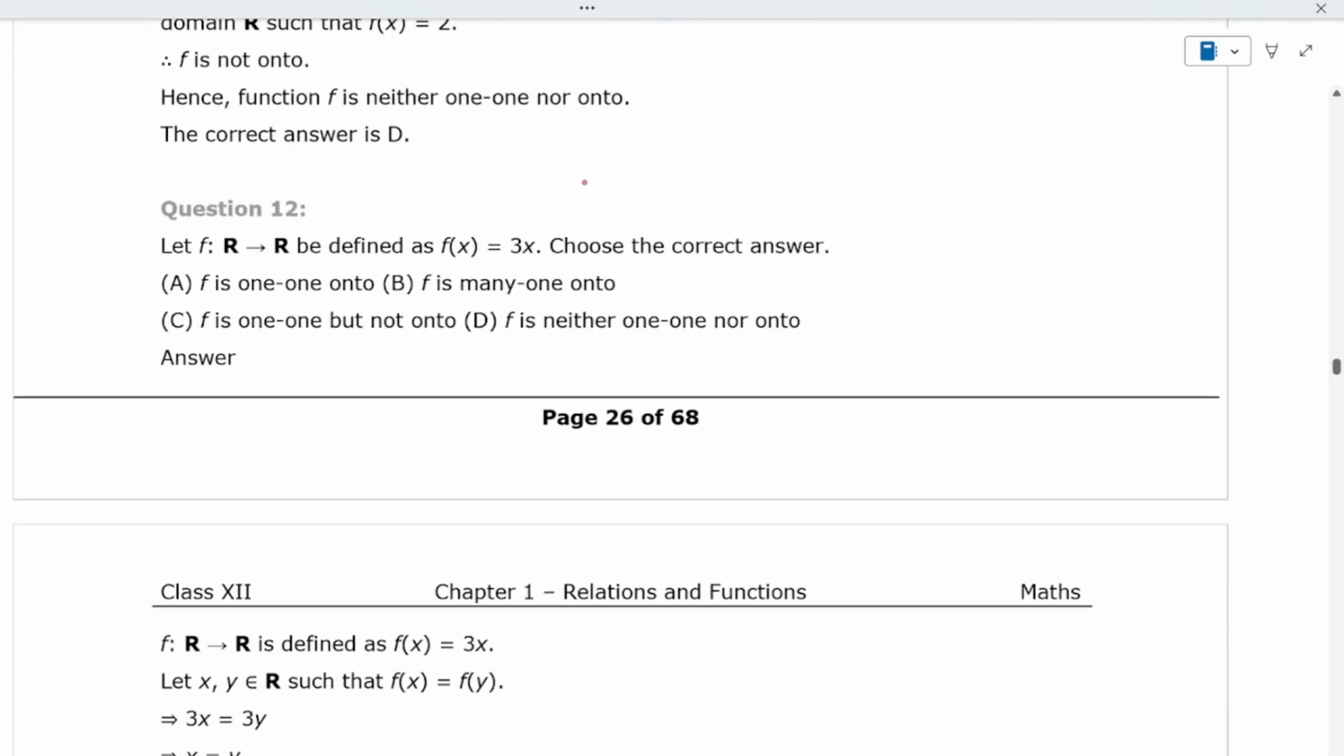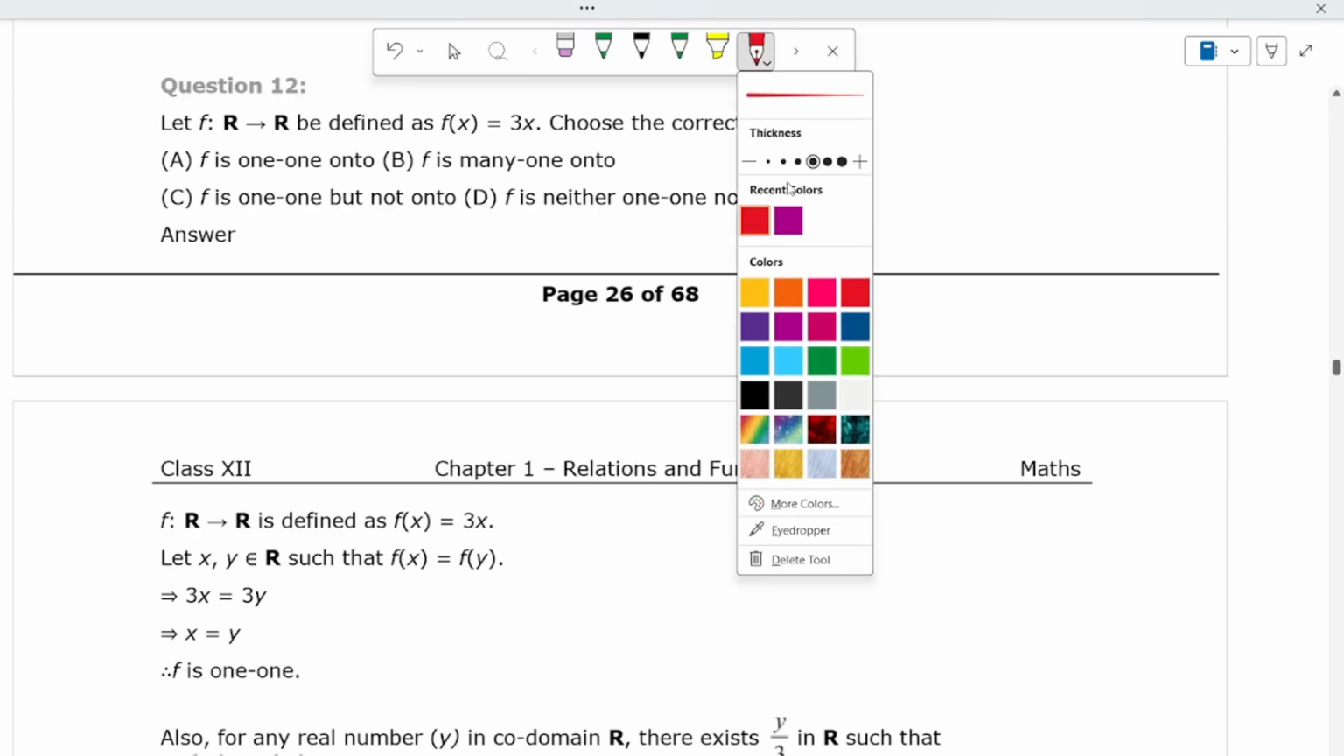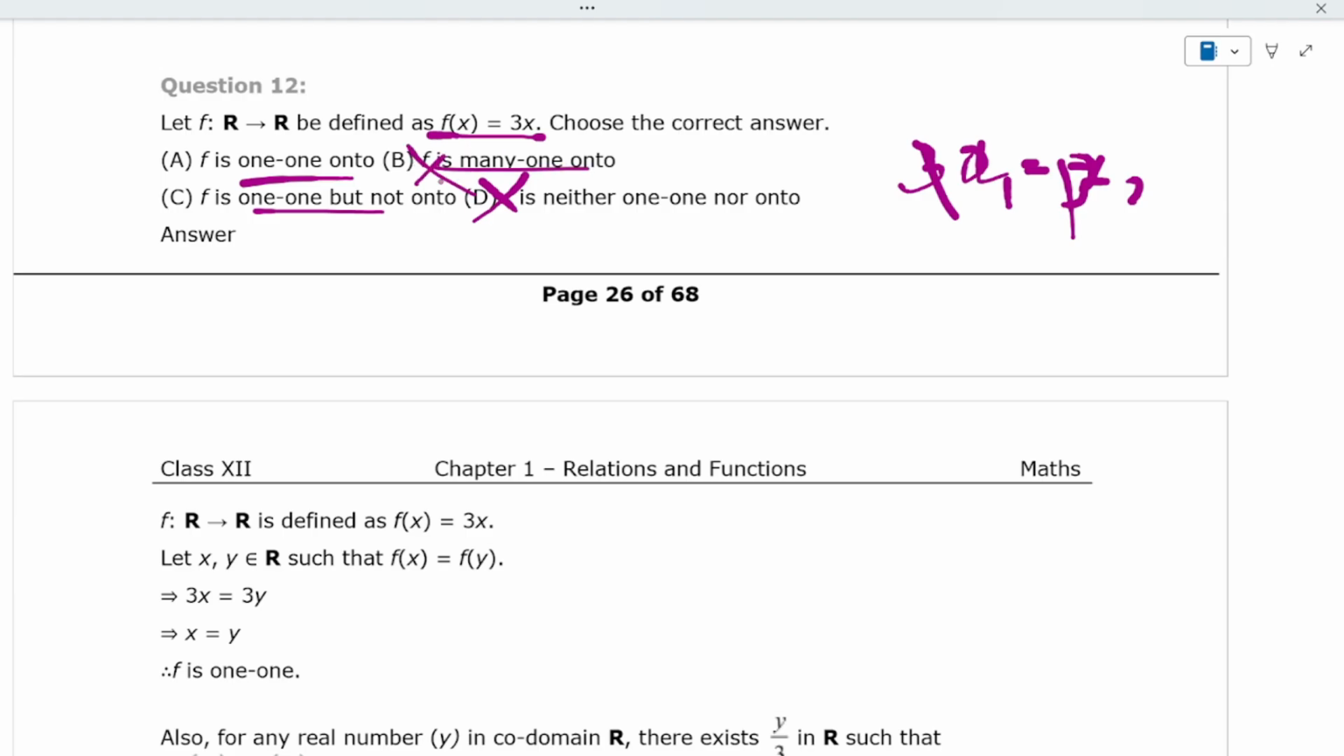Okay, next they have given, choose the correct answer, again the same, and they have given 3x. As we can see that 3x, right? They have given 3x, x1 is equal to x2, the 3 will get cancelled, x1 equals x2, so we can say that it is one-one. This option you can eliminate, it is also not the option.